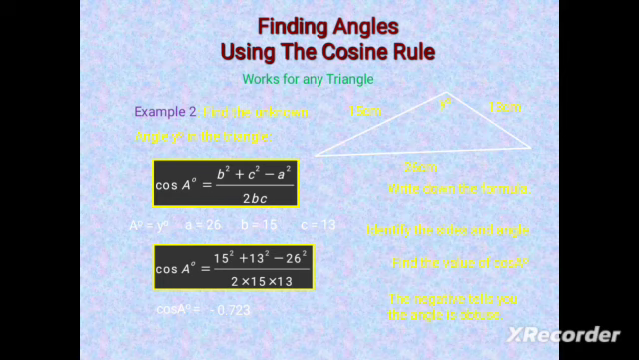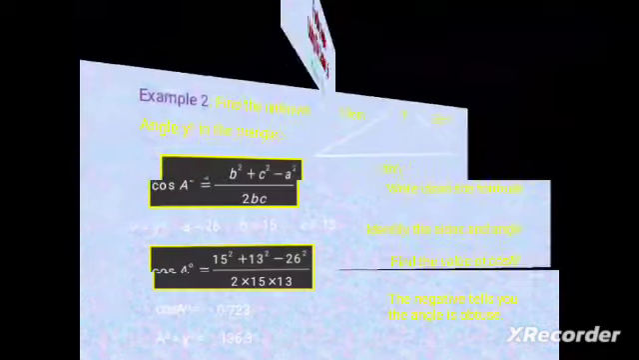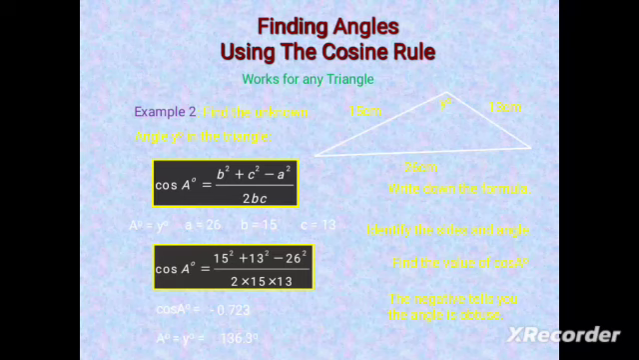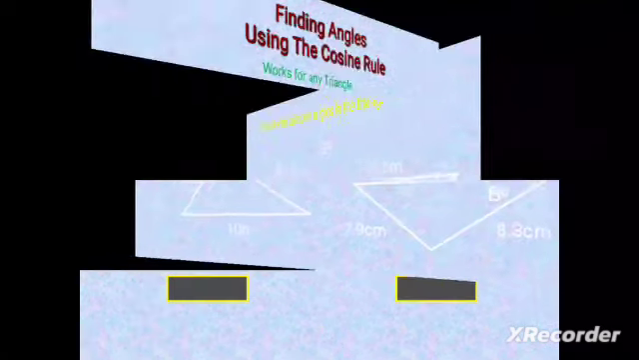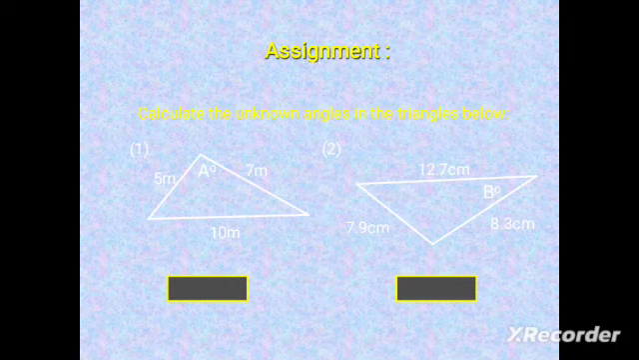But we still want the value of A. The negative tells you the angle is obtuse, and therefore cosine inverse of the value there is 136.3 degrees.